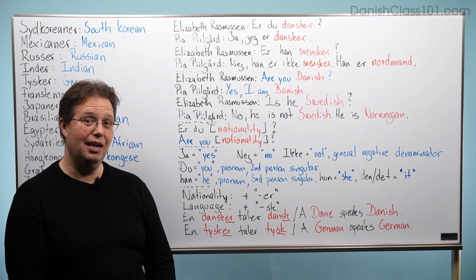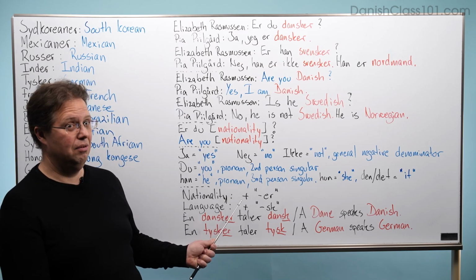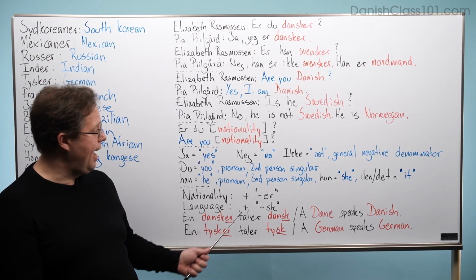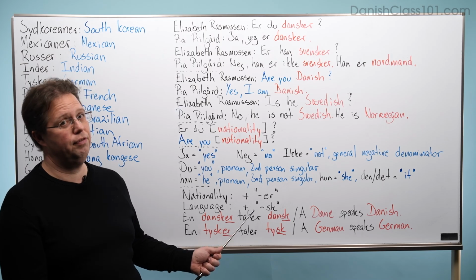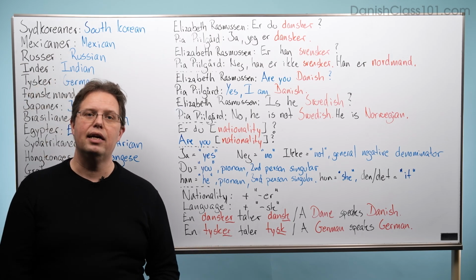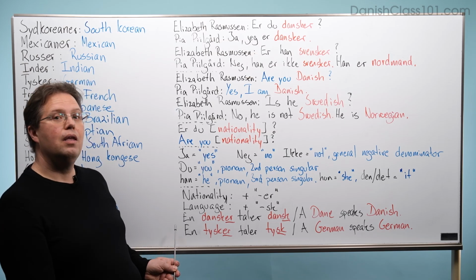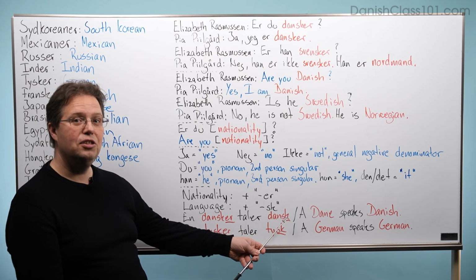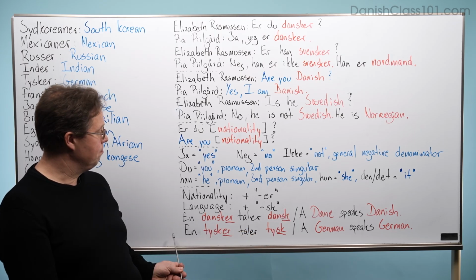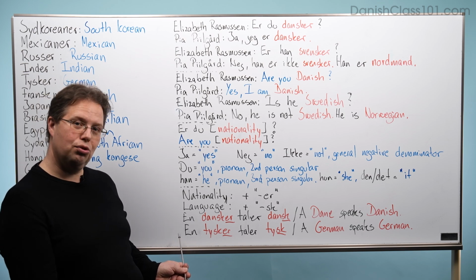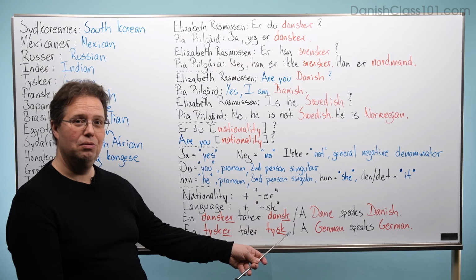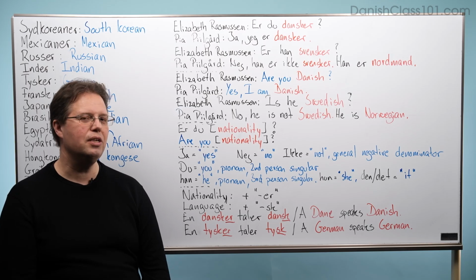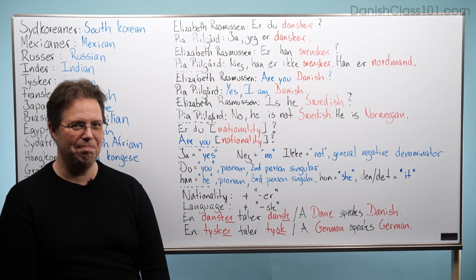Nationality in Danish typically has an ER added, with a few irregulars in there. When we do languages or native tongues, we add SK at the end, also with a few irregulars. So let's look at a couple of examples here. First one, en dansker taler dansk, meaning a Dane speaks Danish. Next one, en tysker taler tysk. A German speaks German. Please notice when writing in Danish, only countries and places are written with capital letters.